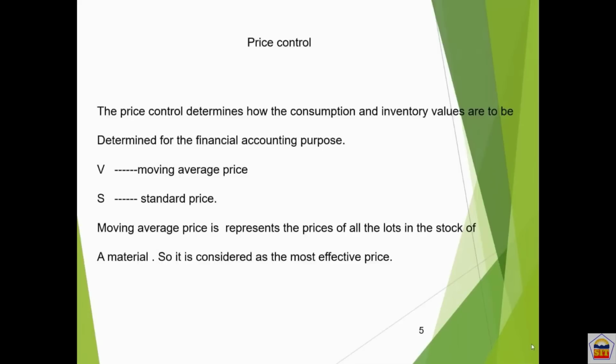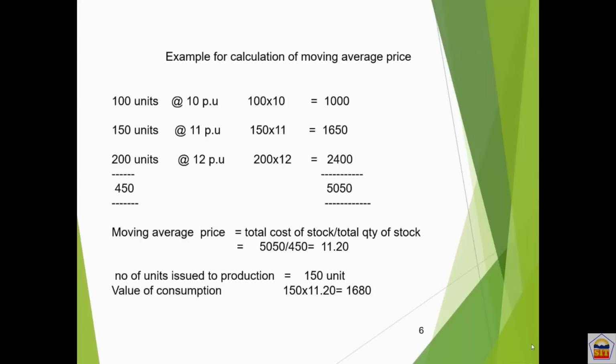It is talking about the price control here. Price control determines how the consumption and inventory values are to be determined for financial accounting purposes. So how we need to maintain the material valuation in our books, for that we need to follow the price control. As I just shared with you, we have V and S. Moving average price represents the prices of all the lots in the stock of a material. So it is considered the most effective price. How is it calculated? In simple language, it is an averaged out price. So how do we do the average? You can see here we have different units.